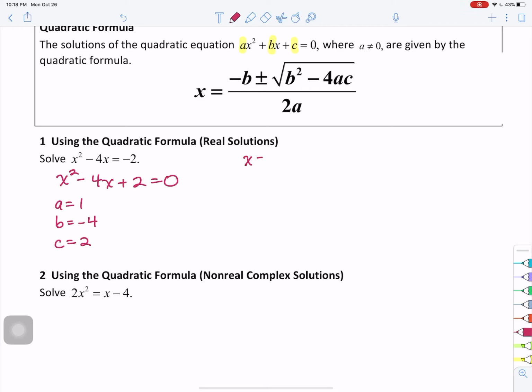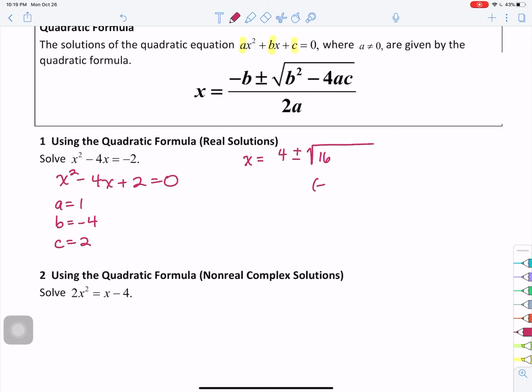So x is equal to the opposite of b, which would be a positive 4. Be careful, don't be messy. The opposite of negative 4. Well, it's just a positive 4. So try to do some of that and not make your quadratic formula jumbled up. This has helped many students. The square root, and we're going to square b and write 16. We're not going to write negative 4 squared, okay? It just keeps it nice and pretty.